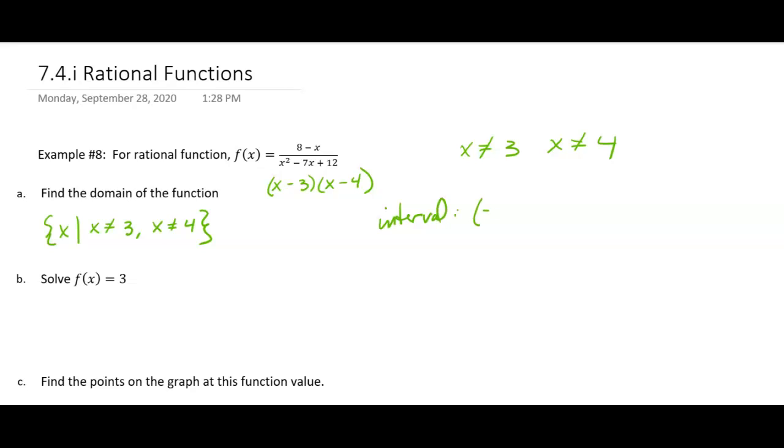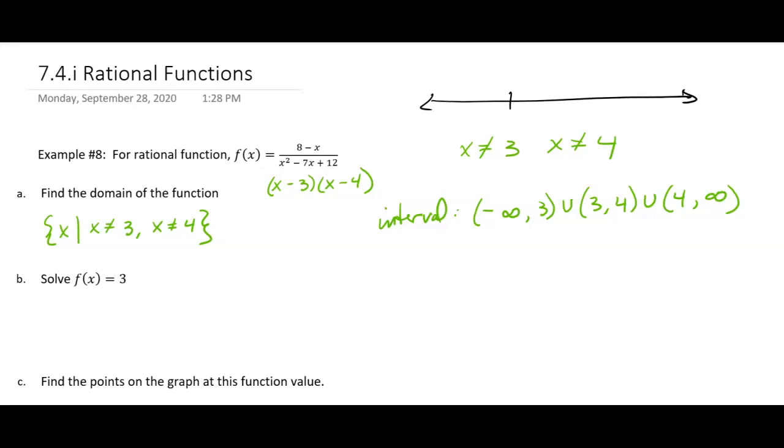which is going to say all the numbers from negative infinity to 3, and then you can have all the numbers between 3 and 4, and then you can have all the numbers after 4. So this kind of goes along with the number line. So let me draw a number line real quick so you can see it. On the number line, you're saying here's 0, here's 3, here's 4.